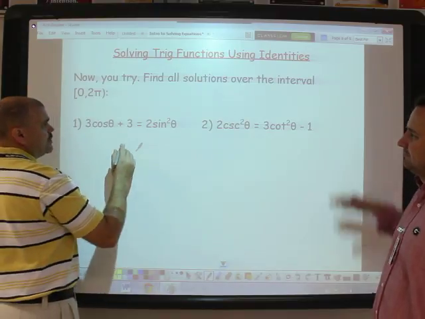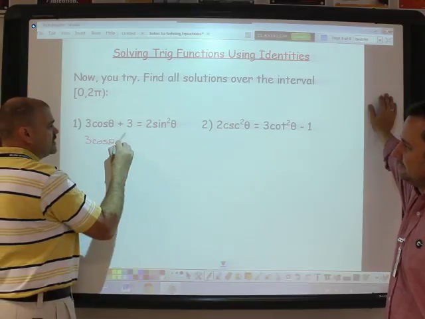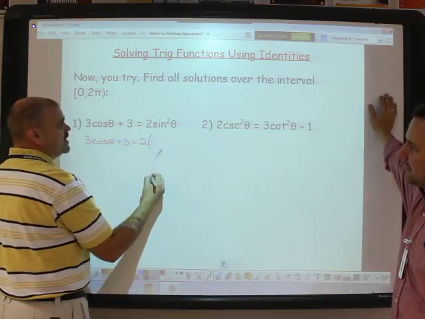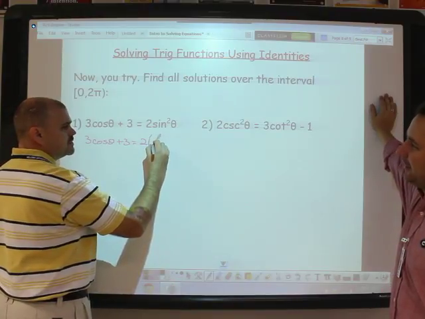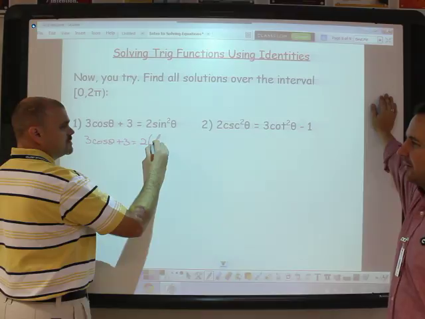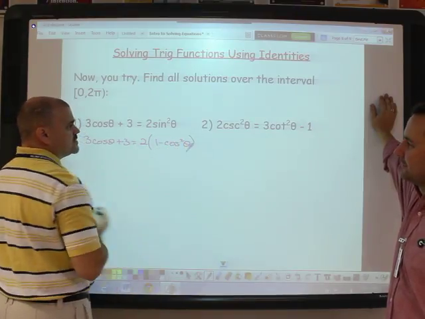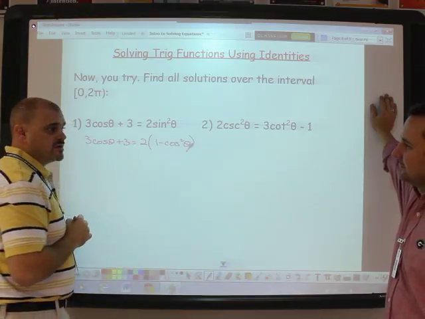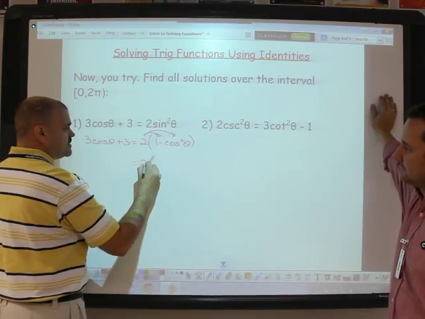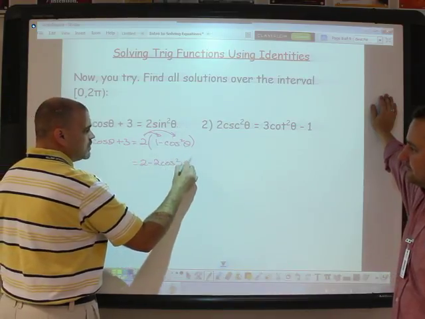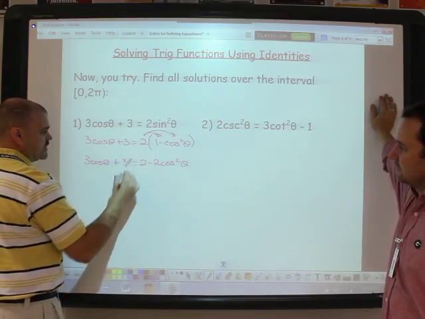So why don't we go ahead and turn this into a Pythagorean. So we have 3 cosine of theta plus 3 equals 2 times, and what is the Pythagorean? Well, it's sine squared plus cosine squared equals 1, but if I subtract cosine squared from each side, I'll have sine squared equals 1 minus cosine squared. So sine squared theta is 1 minus cosine squared theta. Is that correct? Yeah, that's correct. And then of course we get to distribute the 2. So that's 2 minus 2 cosine squared theta, and that's 3 cosine theta plus 3.